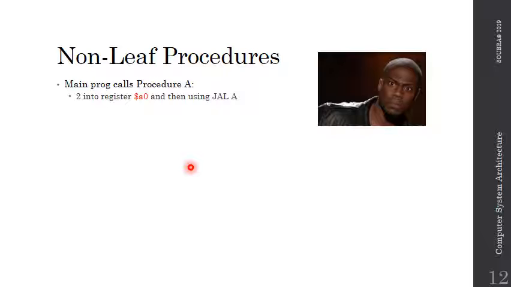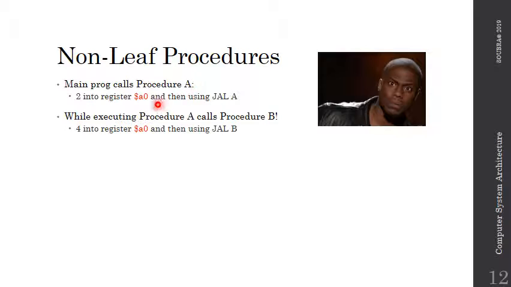And let's do some analysis here. So basically, the main function is calling procedure A. I'm using A0 for my argument, and I'm putting 2 in it. And then I'm jumping and linking to procedure A. Now inside procedure A, I'm going to call procedure B, and I'm using A0. This should ring a bell. Alright, and then I'm jumping and linking to procedure B.